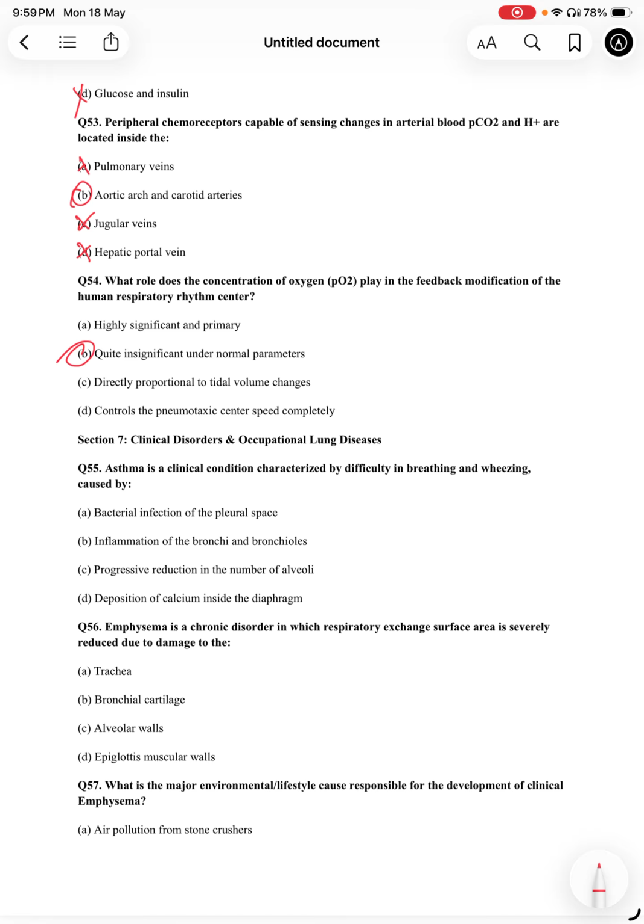Asthma is a clinical condition. So now we are going to clinical disorders and occupational lung diseases. Asthma is a clinical condition characterized by difficulty in breathing and wheezing, caused by bacterial infection? No. Inflammation of the bronchioles and the bronchi. Correct. Progressive reduction of the number of alveoli? No. Deposition of calcium inside the diaphragm? No. Okay. So basically, it's an inflammatory disease of the conducting areas.